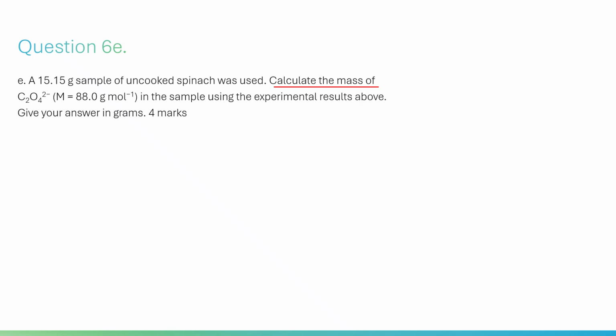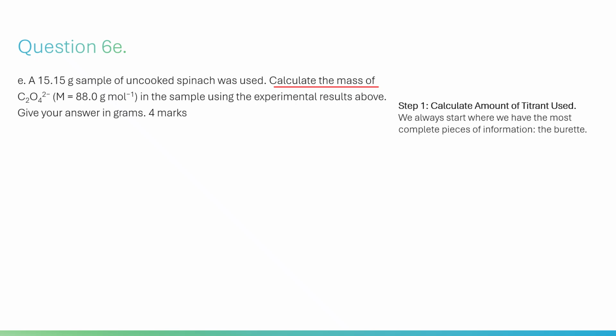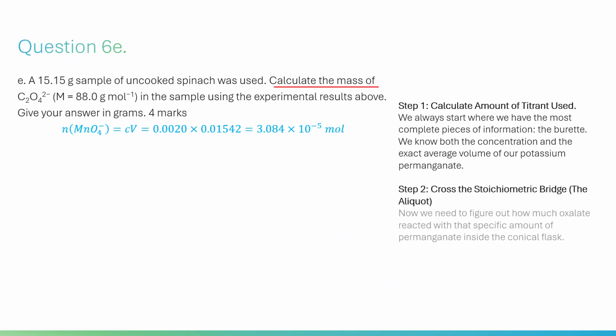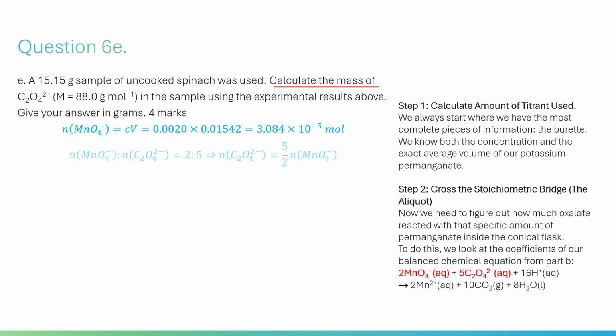Step 1. Calculate amount of titrant used. We always start where we have the most complete pieces of information, the burette. We know both the concentration and the exact average volume of our potassium permanganate. Step 2. Cross the stoichiometric bridge, the aliquot. Now we need to figure out how much oxalate reacted with that specific amount of permanganate inside the conical flask. To do this, we look at the coefficients of our balanced chemical equation from Part B.